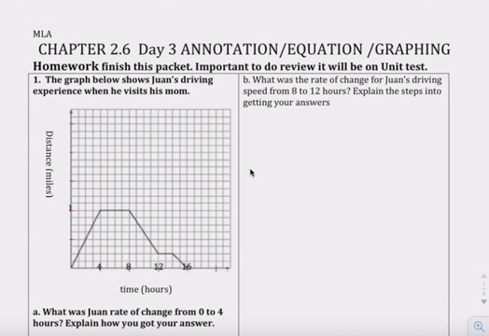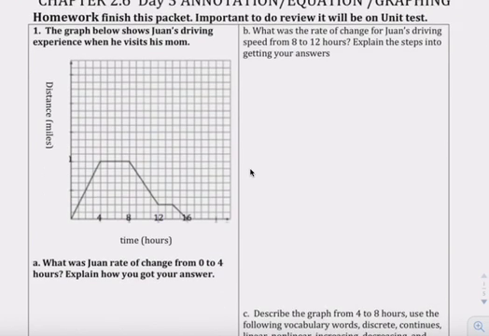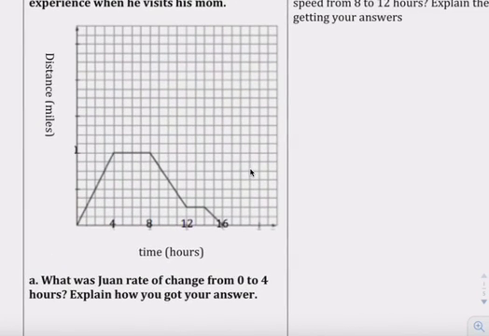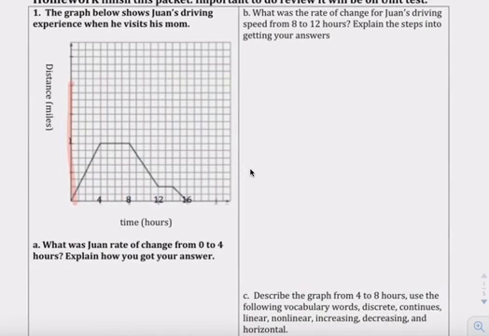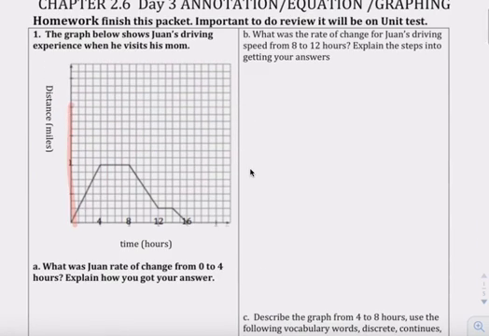This is your homework. Unfortunately, I don't have the number. This one didn't have the number. I wrote yours in. So I can't videotape this, but make sure that you know how to explain the steps into getting your answer, because that will be a question on the test.